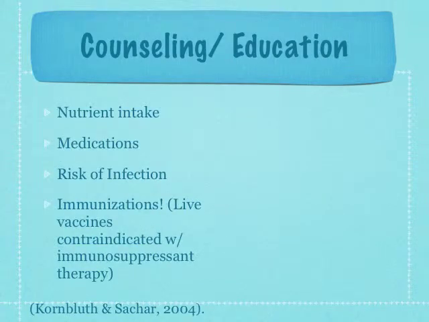Counseling and education. The nutritional intake, medications, their risk of infection is huge because oftentimes they're immunocompromised, and keeping track of their immunizations is important as well. It is imperative that you prevent them from acquiring any disease that can be prevented by immunizations, but do not give them a live vaccine since they are often immunocompromised.